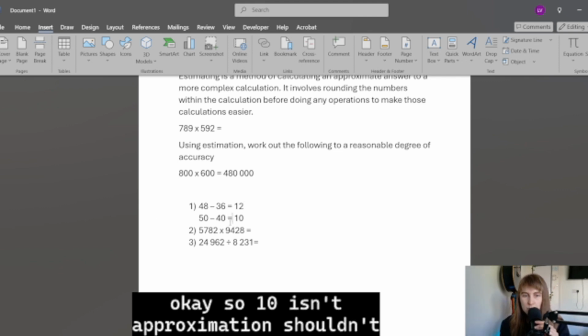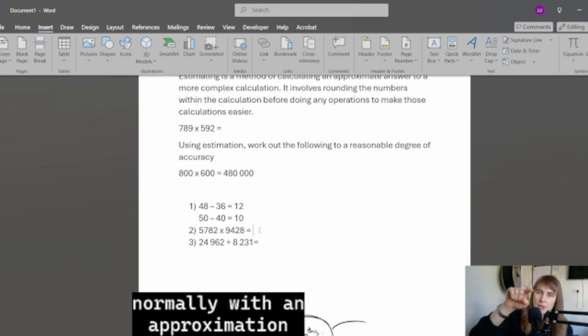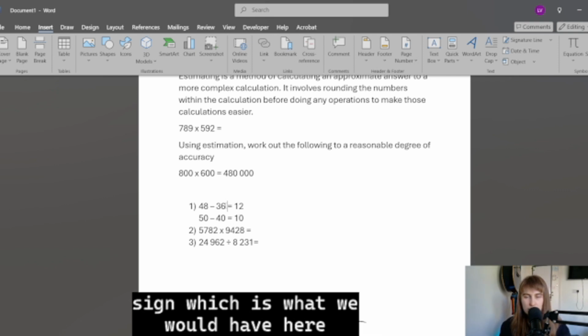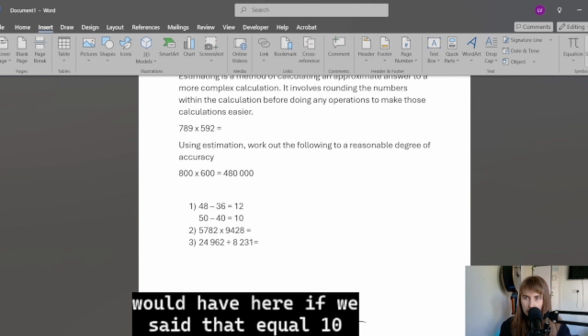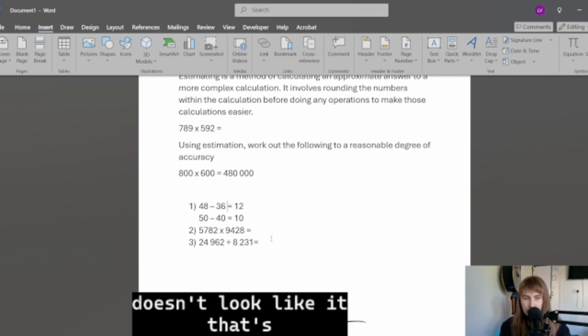Shouldn't really be putting equals there, although that does equal that, doesn't it? But normally with an approximation we do a squiggly equal sign, which is what we would have here if we said that equaled 10. I don't know if I've got that to hand right now. Doesn't look like it. That's fine. I can find that later.